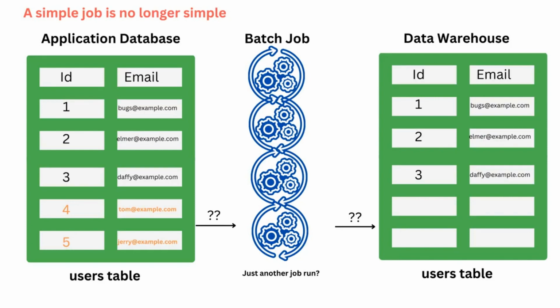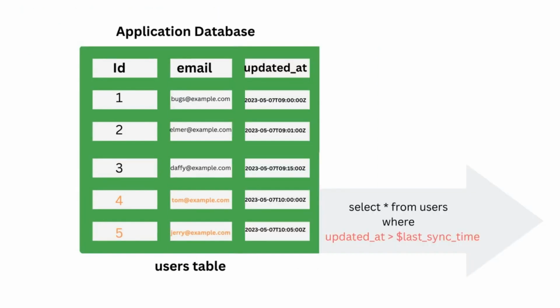So back to incremental, and this is part of why batch starts to get complicated. You want to do incremental processing like this, and one common strategy is that you add an updated_at column to your database. Now your batch job can do something like this SQL query over here, where you're really just looking for data that has been updated or modified since the last time you synced it. This is super common, and it actually can work pretty well in a lot of scenarios.